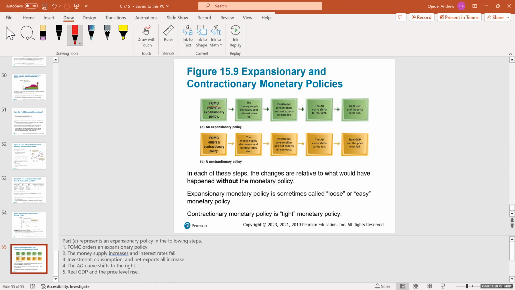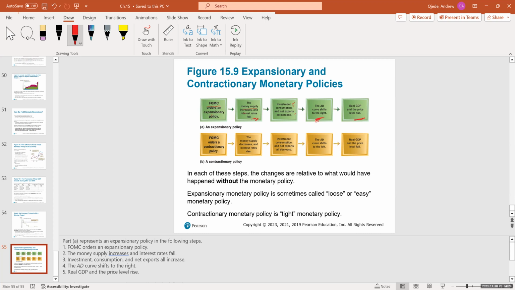When we're in a recession, the Federal Reserve pursues an expansionary monetary policy. Expansionary monetary policy means you're increasing the money supply or lowering interest rates. So interest rates are going to fall. But once interest rates fall in the economy because the Fed has pursued that expansionary policy, then investment is going to go up, consumption is going to go up, net exports are going to go up. They all increase. That is going to shift the aggregate demand curve to the right to close the recessionary gap.